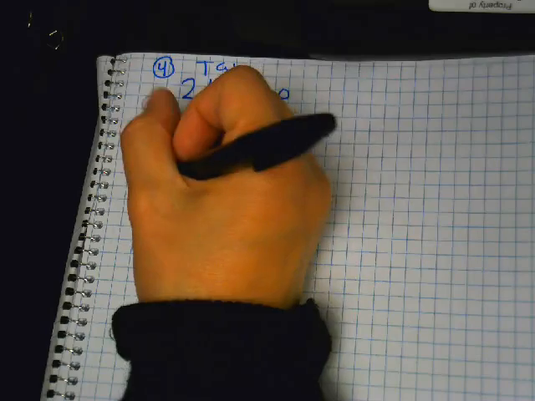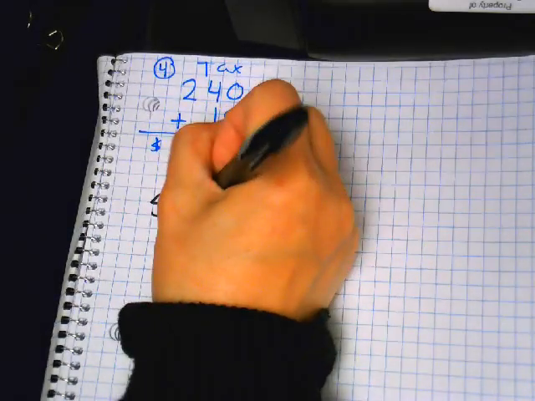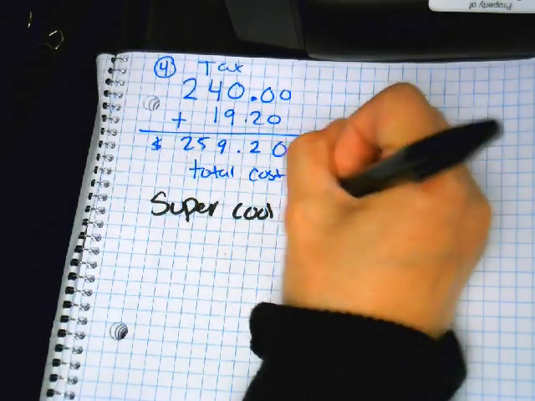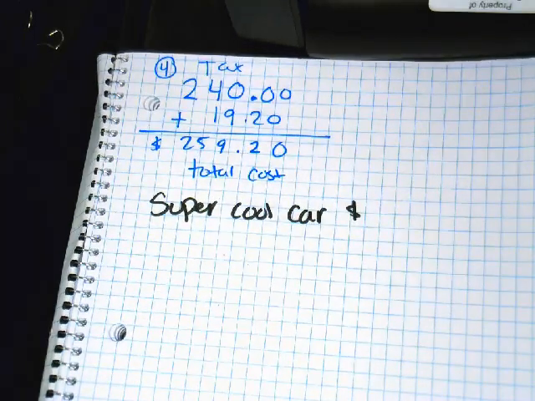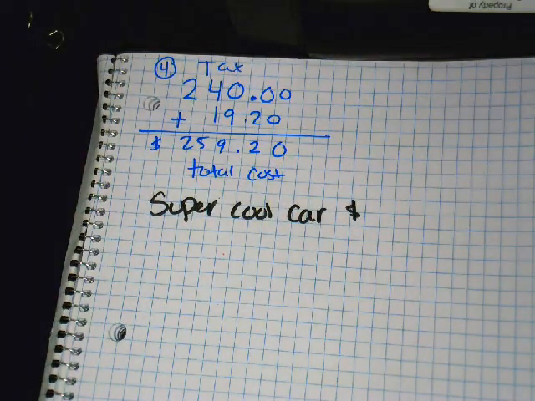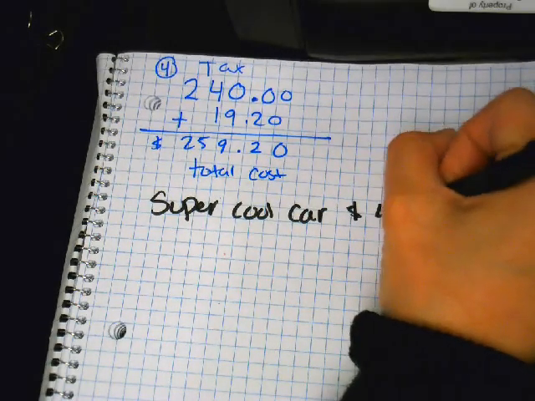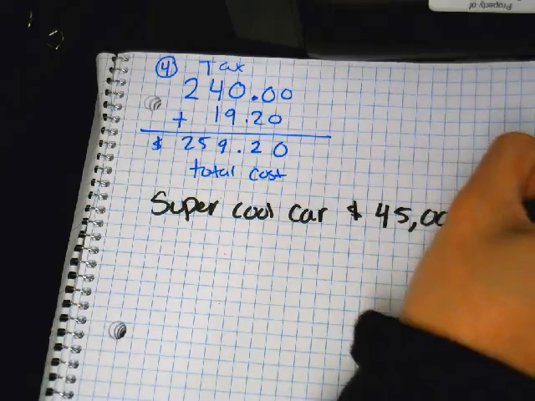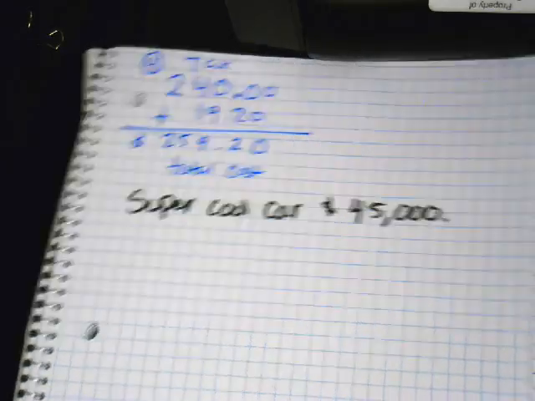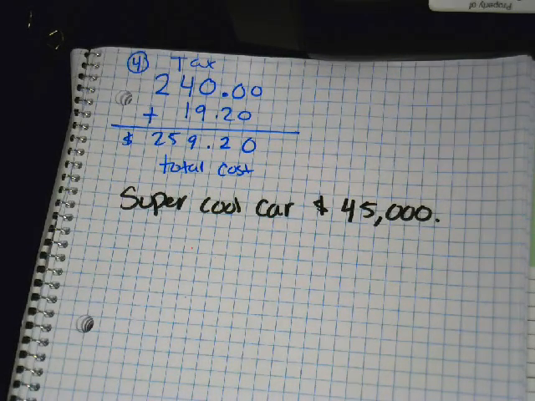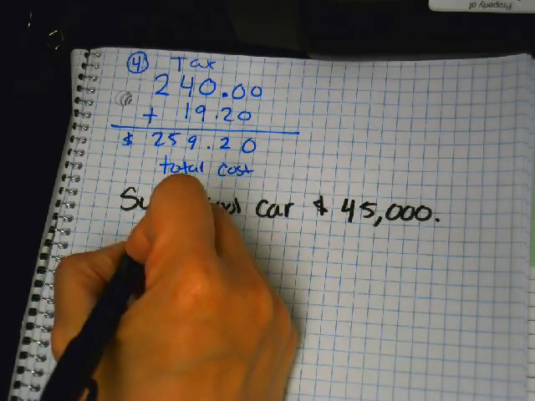Okay, Miss Lamelli's super cool car. A Lamborghini? Totally. A Lamborghini. Okay, let's say my super cool car is gonna cost $45,000. A super cool car costs that much? That's more than my house. Okay, let's say it's a discount.